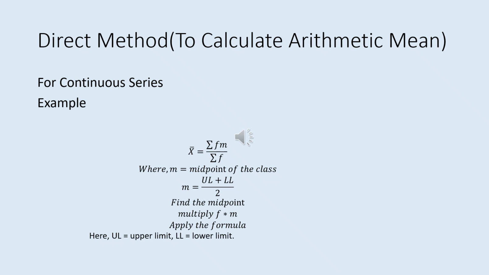Here the midpoint is then multiplied by the frequency f, and then we use the formula to calculate the arithmetic mean, which is x bar is equal to summation of fm by summation of f.